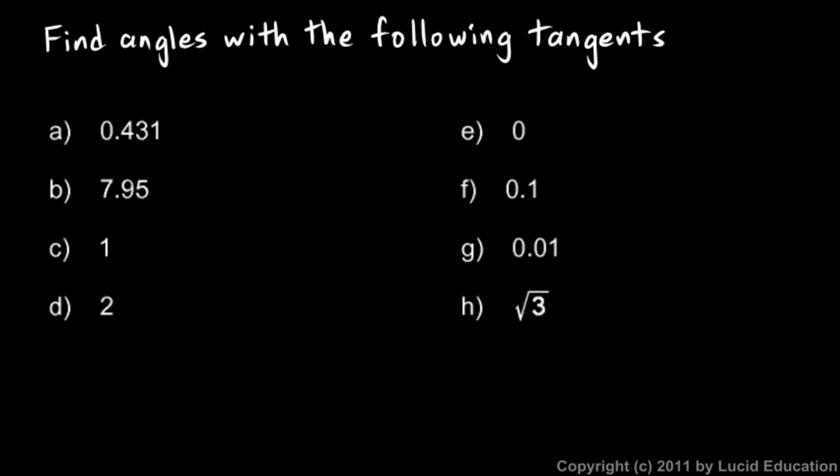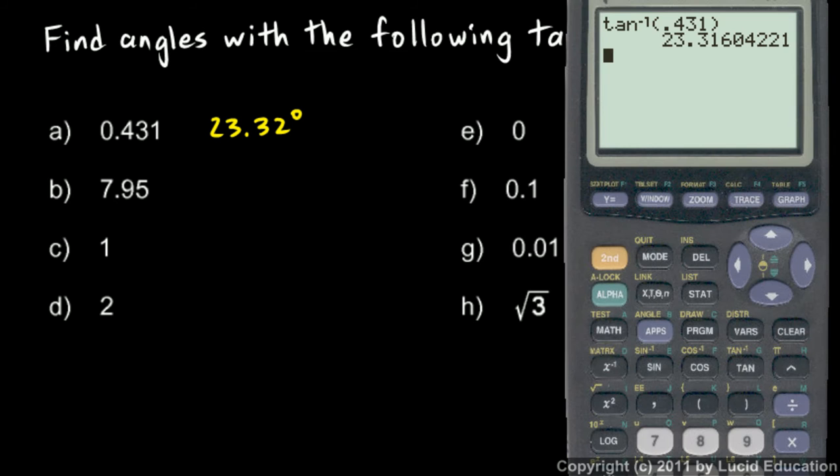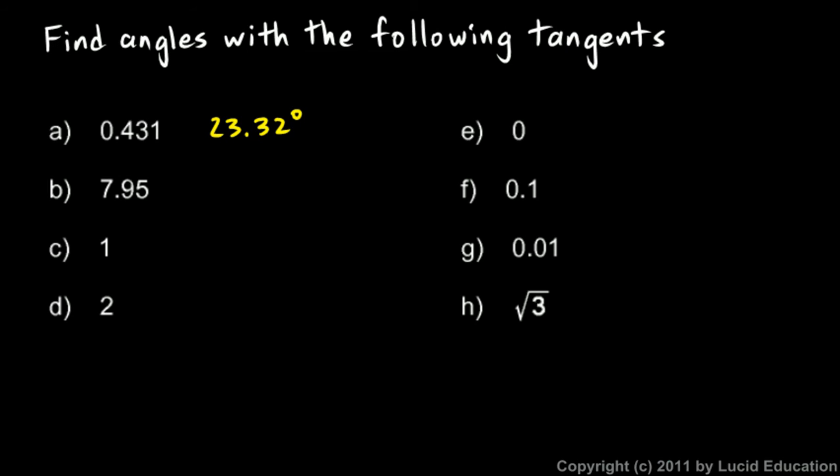So let's write that. 23.32 degrees. Okay, find the angle whose tangent is 7.95. This should be an angle that's larger than 45 degrees. So we do the inverse tangent of 7.95, enter, and we get 82.83. Okay, so yeah, that was bigger than 45, as we would expect. 82.83.